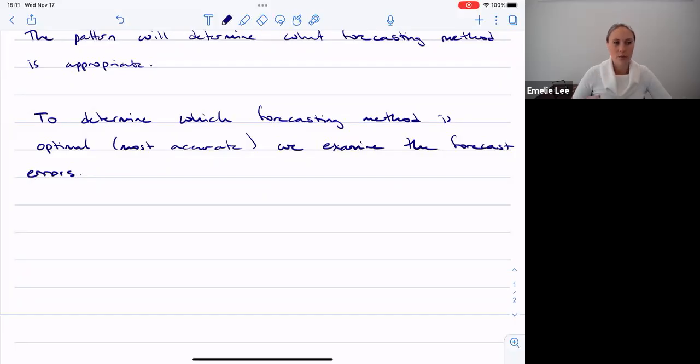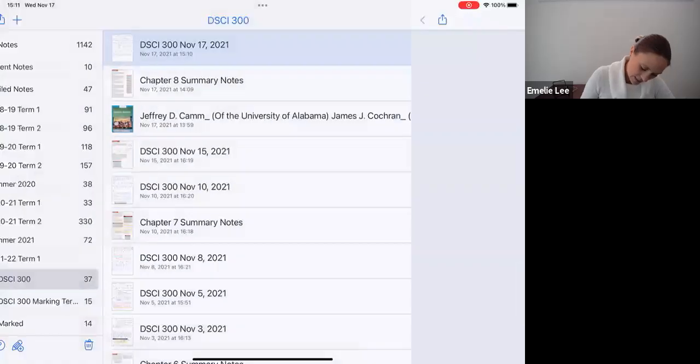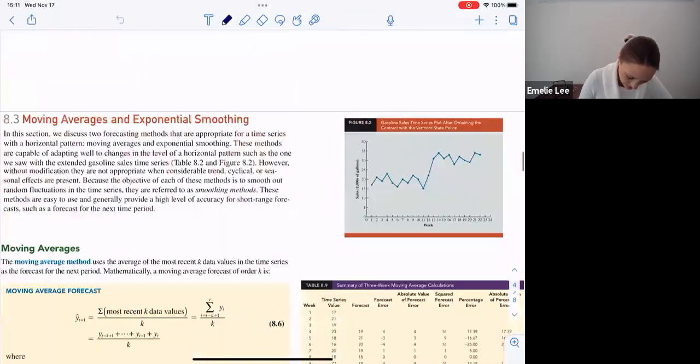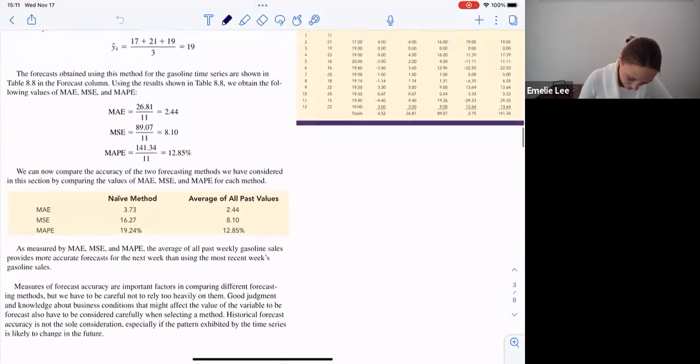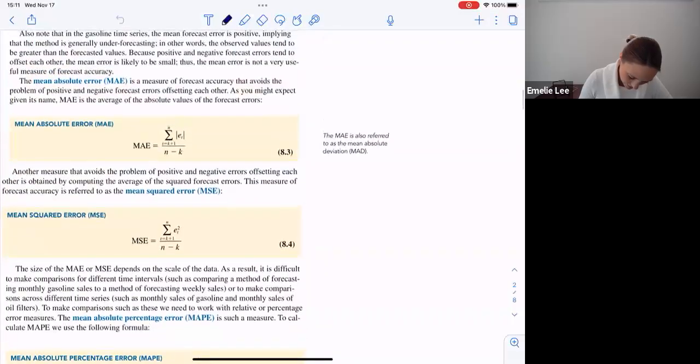So we examine the forecast errors, and we can look at things like, let me see here if I've got it handy. Doesn't look like I do.